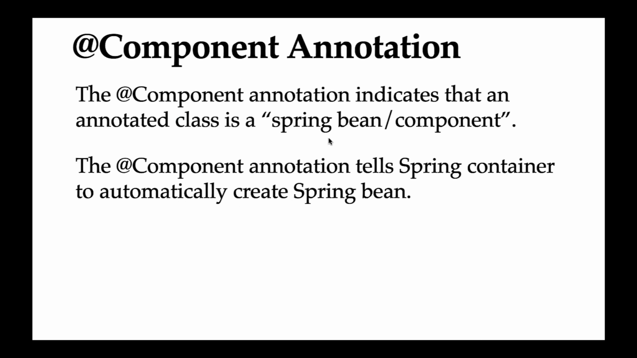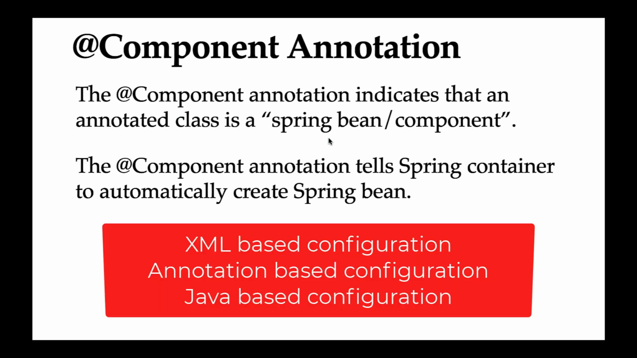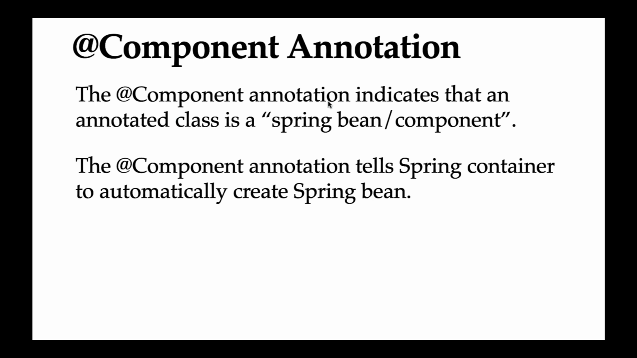In annotation based configuration, we can use the @Component annotation to tell the Spring IOC container to automatically create a Spring Bean for a particular class. Spring offers three kinds of configuration styles. First one is XML based configuration, second annotation based configuration, third Java based configuration. And the @Component annotation is used in annotation based configuration. Now let's understand more about the @Component annotation with an example.